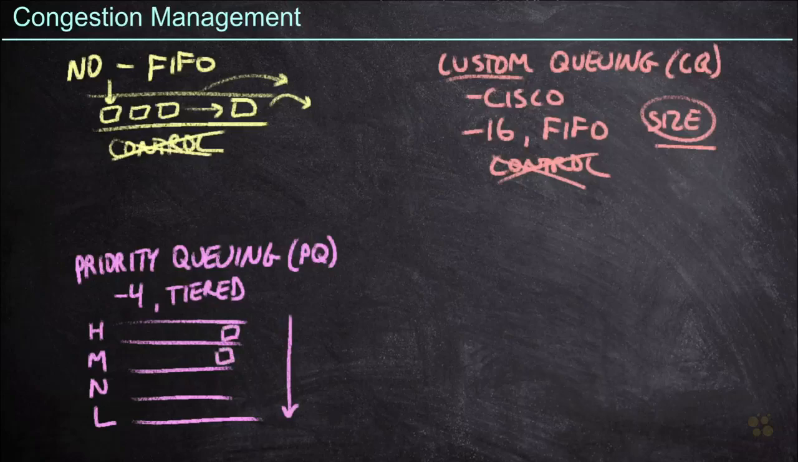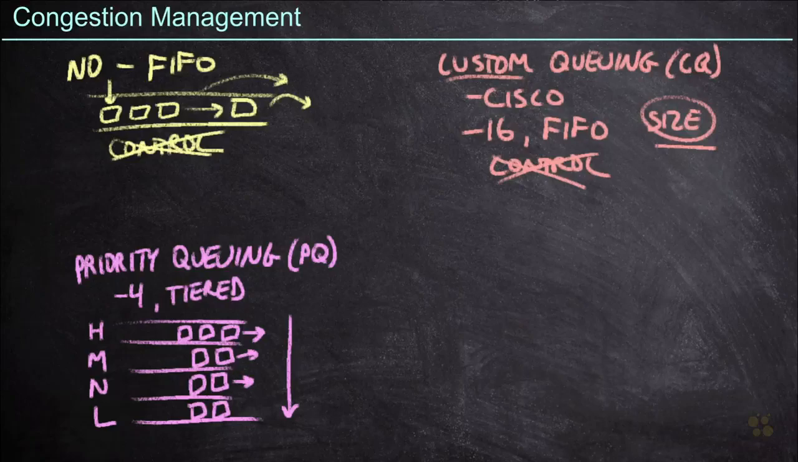So as packets come in, let's just fill this drawing up with a bunch of packets here. And now we've got a bunch of packets. Well, we are going to take all of the packets out of the highest tiered queue first. And then once the high priority queue has been emptied out, then we can start servicing the medium priority queue. And at that point, once it's been emptied out, then we can start servicing the normal priority queue.